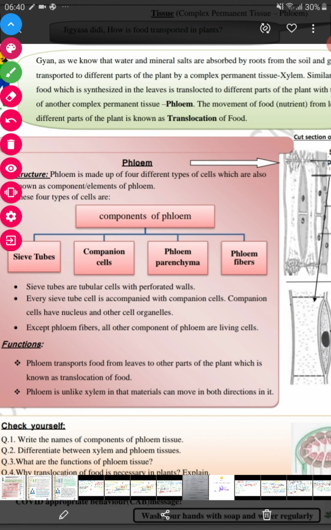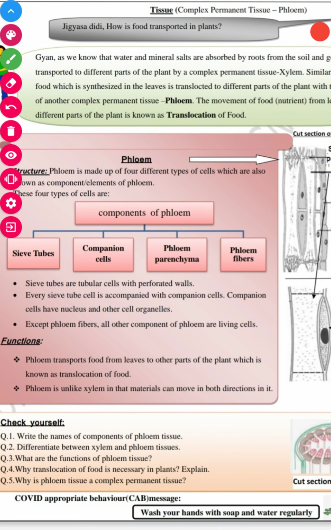Okay, let's do the practice exercise. First question we have, write the name of the components of phloem tissue. The answer is sieve tube, companion cells, phloem parenchyma and phloem fiber. Next, difference between the xylem and phloem.